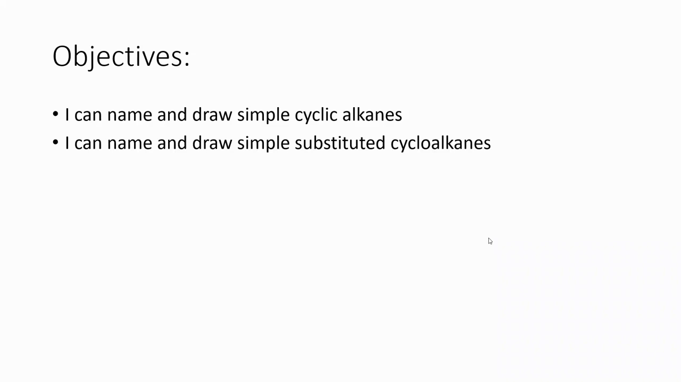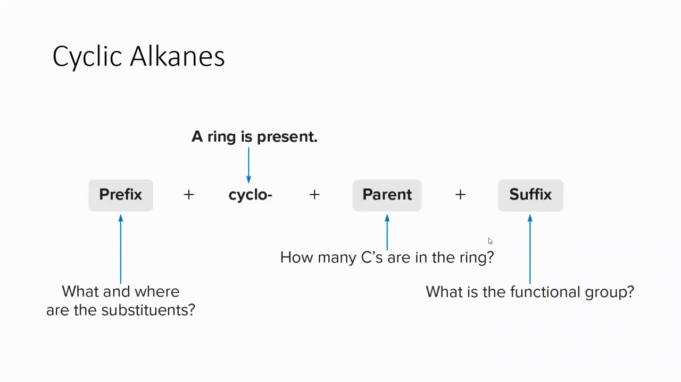Cyclic alkanes today and how to name them. We're using the same template that we used before. The prefix tells us the number, where the substituents are and what the substituents are. And then because we have a ring, that would be our priority.